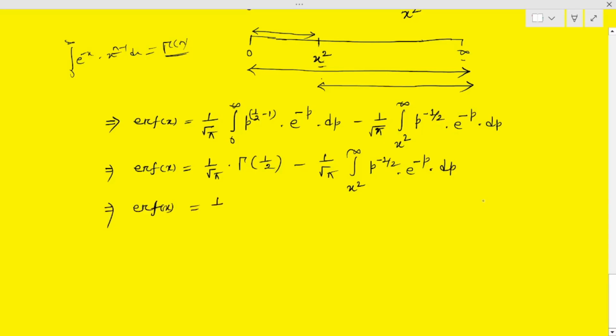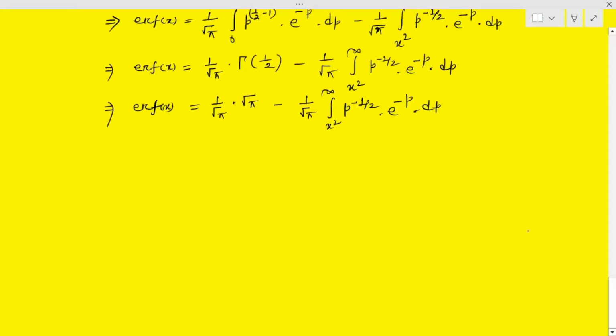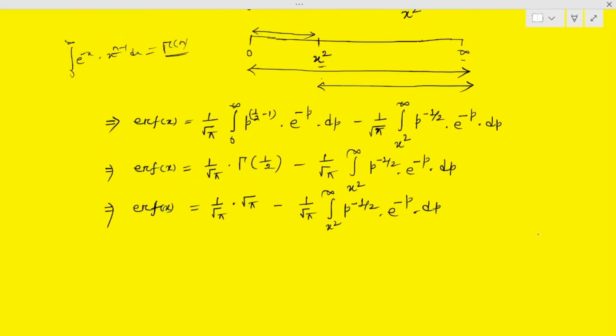nothing but root pi. So root pi got cancelled. You just write gamma half, and this gamma half value is nothing but root pi. And the second integral is your x square to infinite p to the power minus 1 by 2 into e to the power minus p dp. Okay, now here root pi got cancelled and you can get 1. Here you can omit the step. Here I wrote 2 steps. This step is not required for your exam. Directly you just write this integral value.